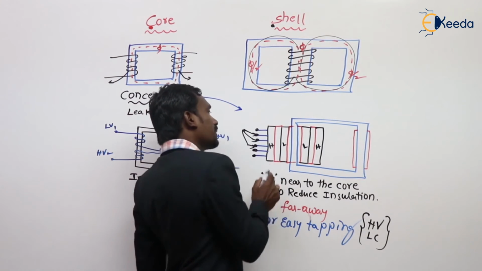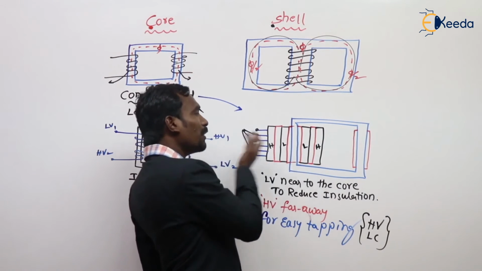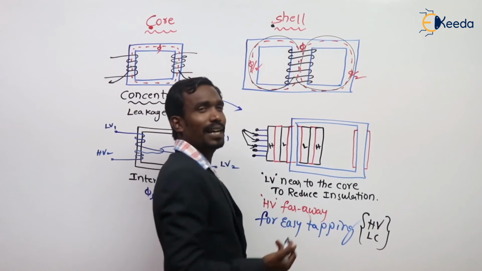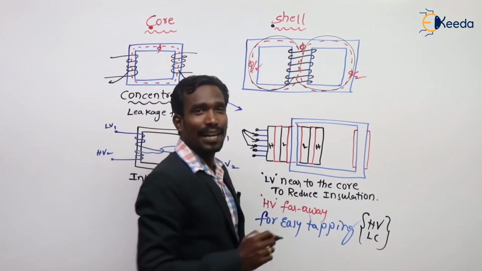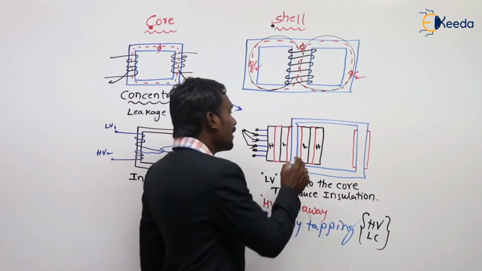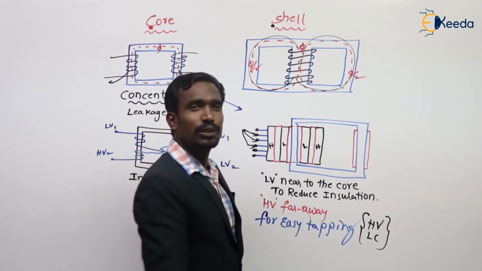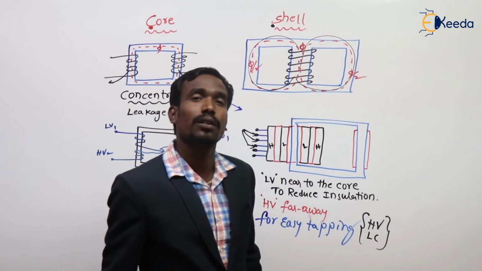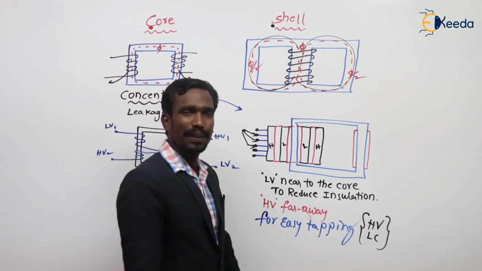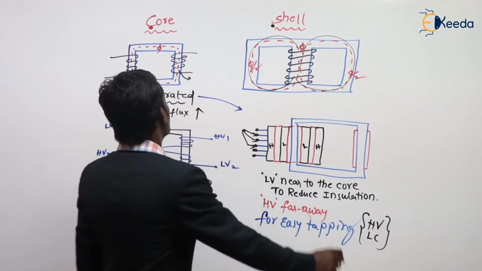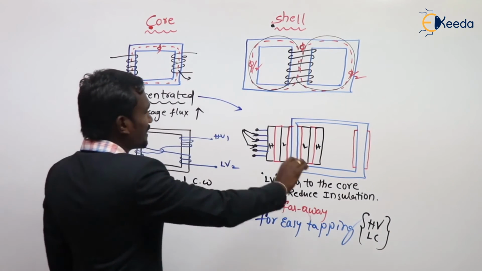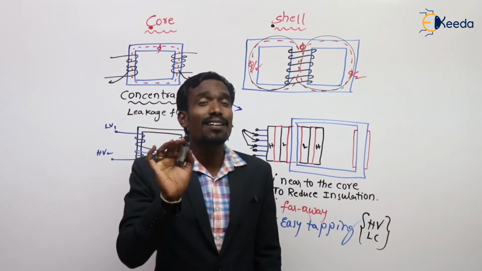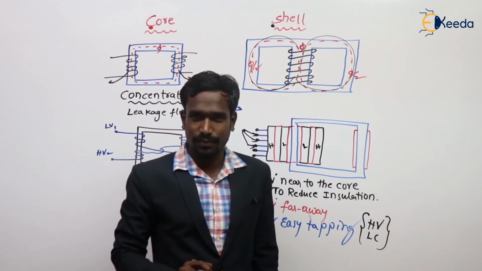For easy tap changing, the HV winding should be far away from the core, on the outside. The LV winding is inside, near the core, to reduce the insulation requirement. The HV winding is far away from the core for easy tappings. This is simply about the concentric winding phenomena.